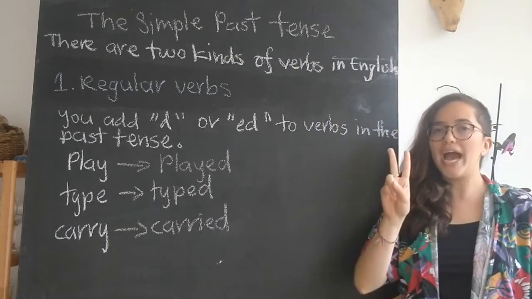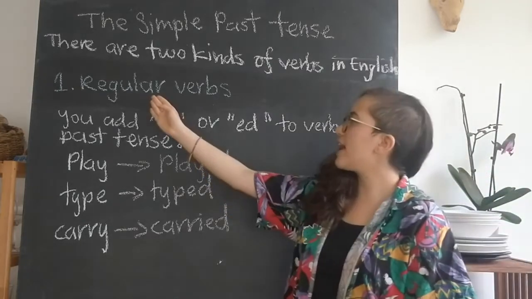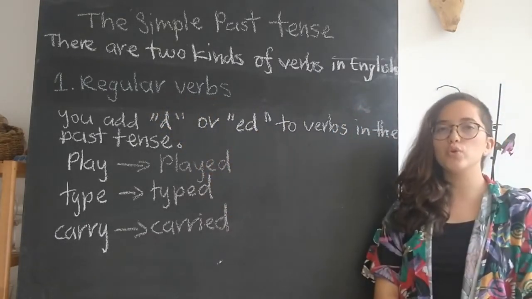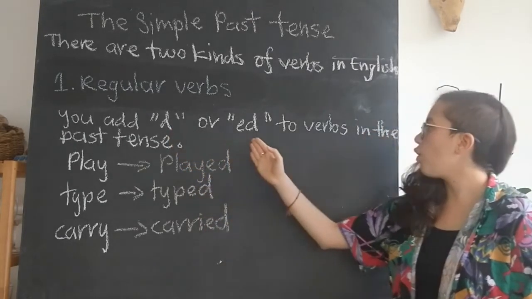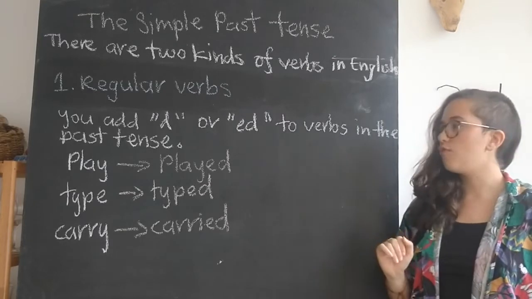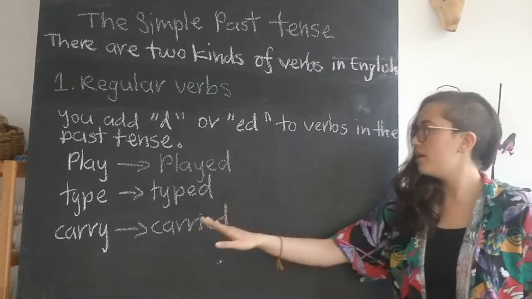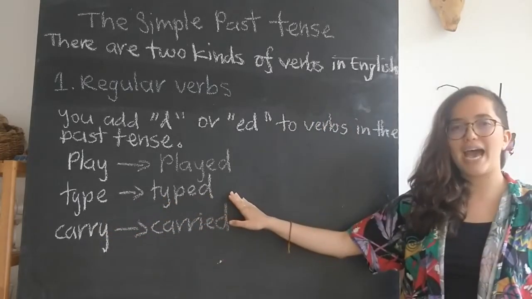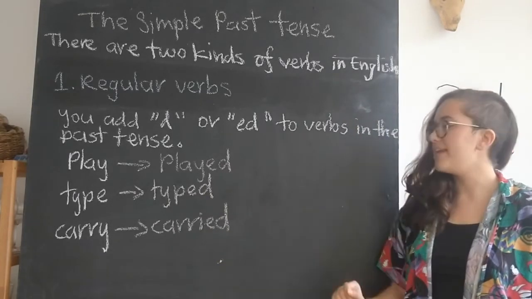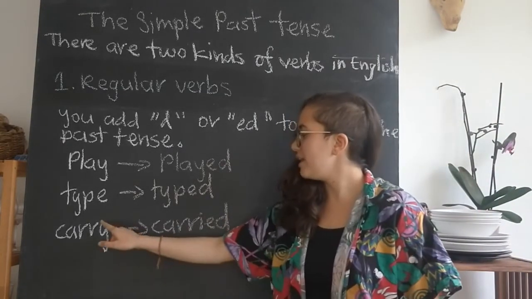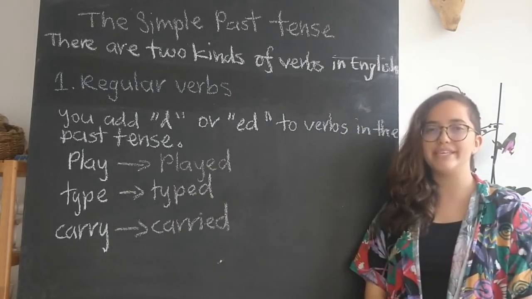Now there are two kinds of verbs in English. The first type of verb is the regular verbs. Now to use the regular verbs in the past tense, we add d or ed to verbs. For example, play becomes played, type becomes typed, and carry becomes carried. Now remember, the Y always becomes an I in English when you add the ed.